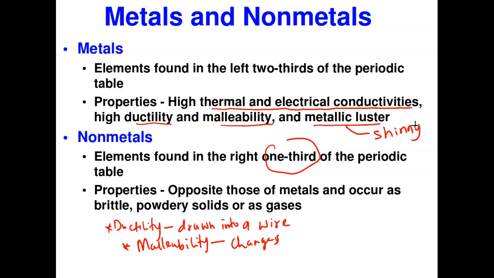Then, what about the non-metals? The non-metals have properties opposite of those of the metals. What we know about them is that they usually occur as either solid, liquid, or gas. Most times they are powdery and brittle. Brittle means they can easily break. When you hit them, they will break into powder. They are highly brittle.